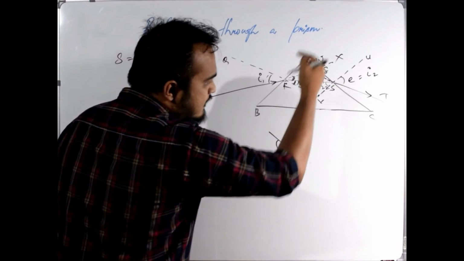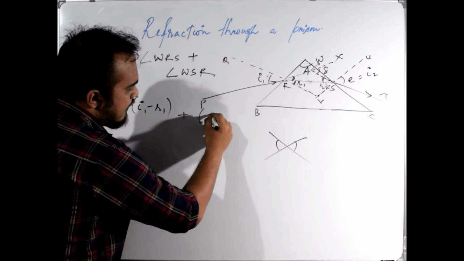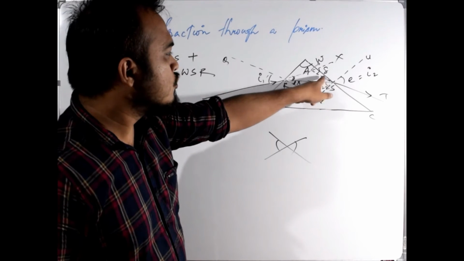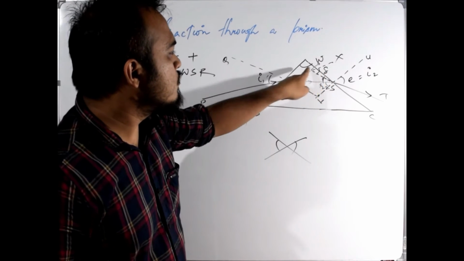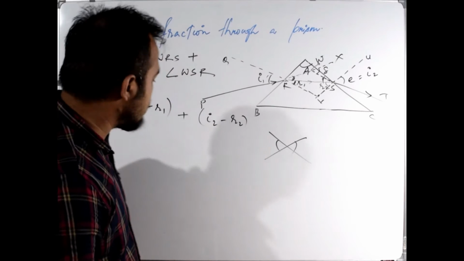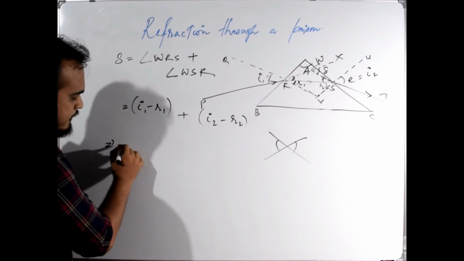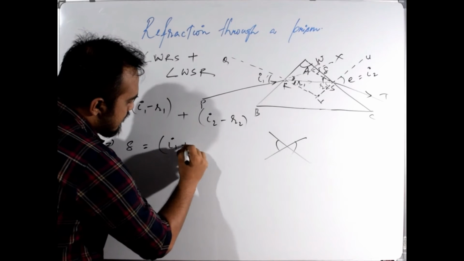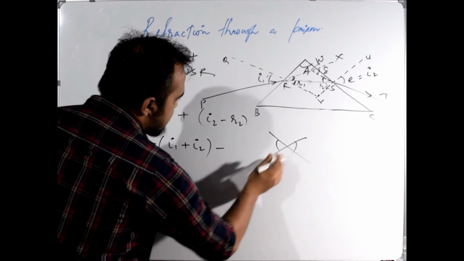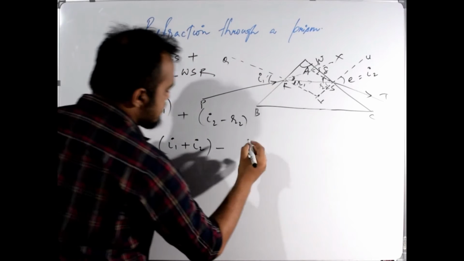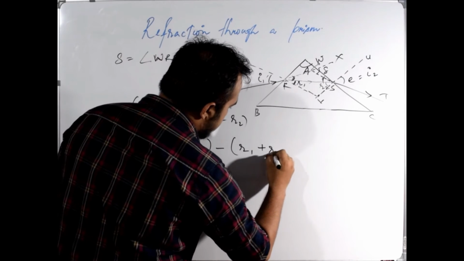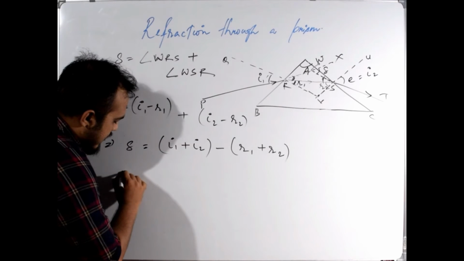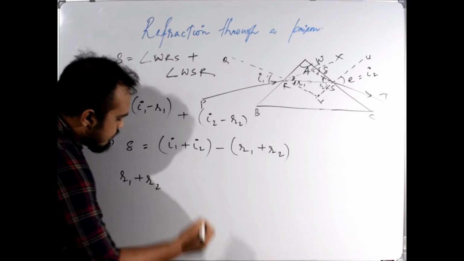In the same way, WSR can be written as angle I2 minus R2. In this case, it is R2. So this delta can finally be written as delta will be equal to I1 plus I2 minus R1 plus R2. Now what is R1 plus R2 equal to?